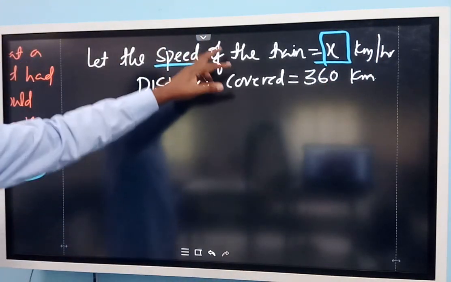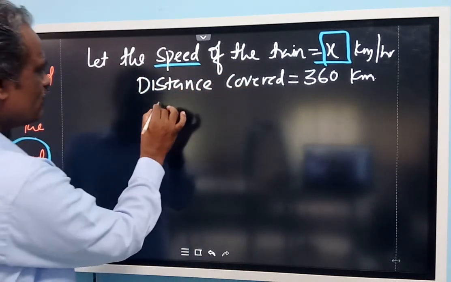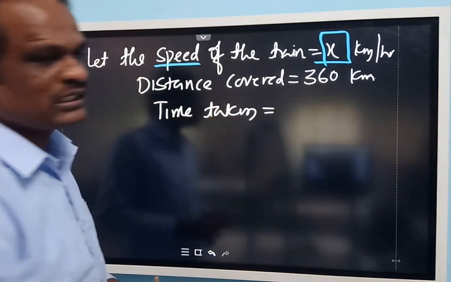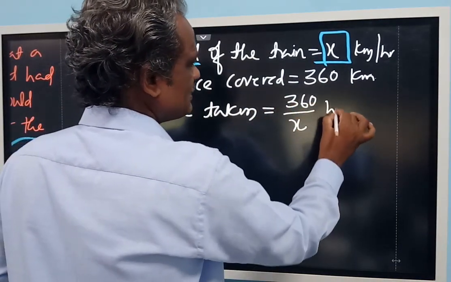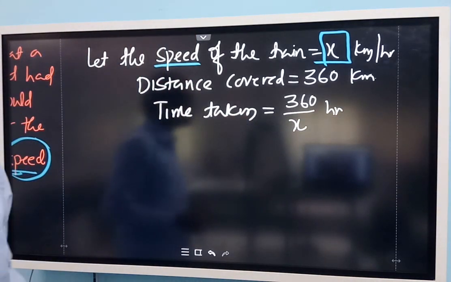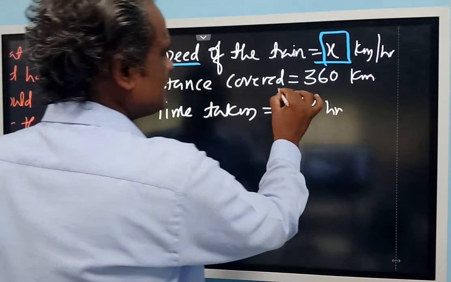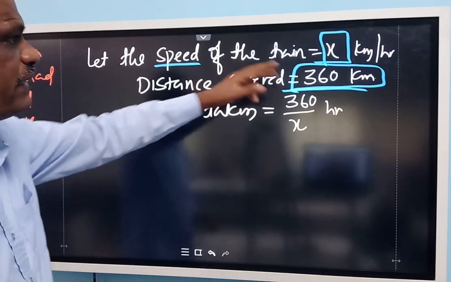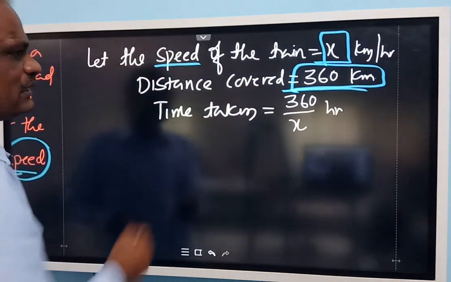Now using these two, you can calculate how much time the train takes to cover this 360 km. Therefore, you can write time taken is equal to distance divided by speed, 360 divided by x hours. This is the formula we have applied here: distance 360 kilometers divided by the speed x kilometers per hour gives the time taken.